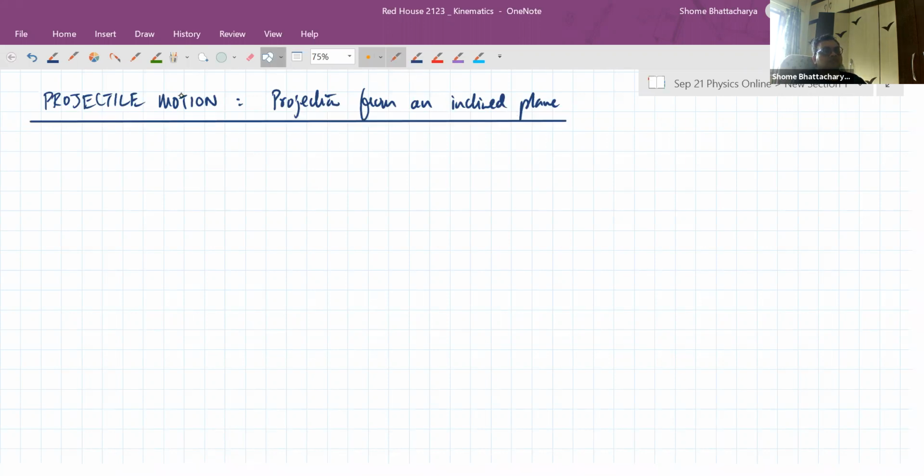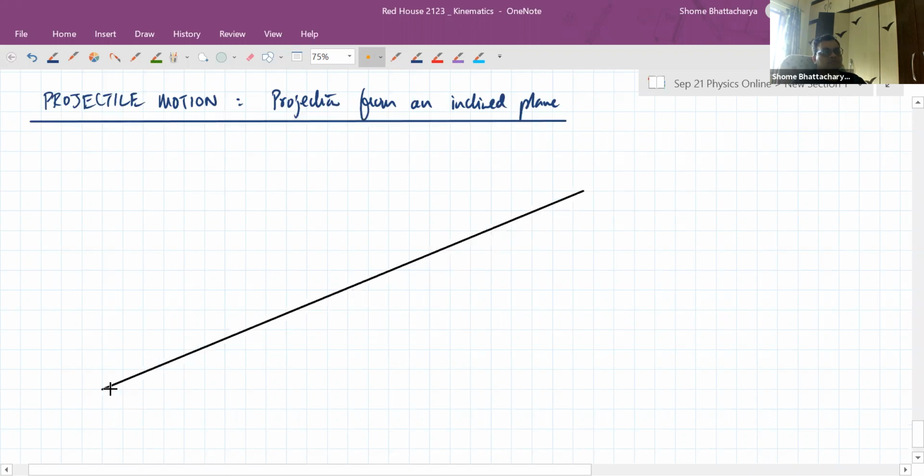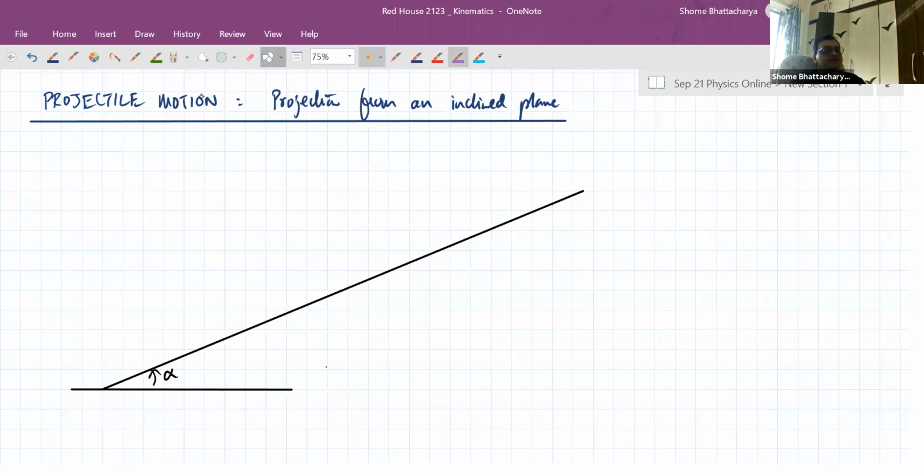So let's look at a situation like this. We have an inclined plane which is at, let's say, an angle of inclination, if you label as alpha with respect to the horizontal, and somewhere on that inclined plane we are projecting a particle or an object, such that it's projected up the inclined plane but at an angle, and the angle of projection that is given is not with respect to the horizontal but with respect to the inclined plane, and the projection speed is u.